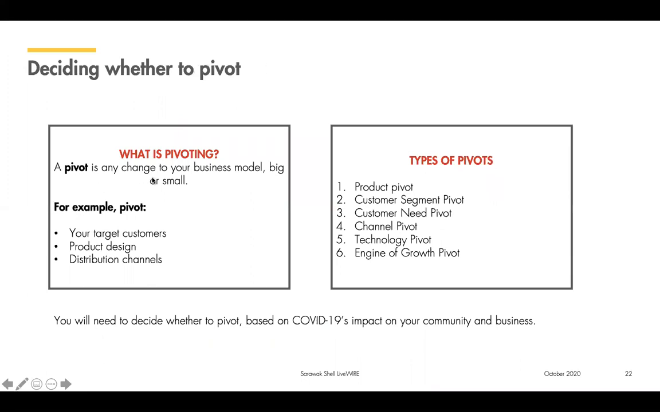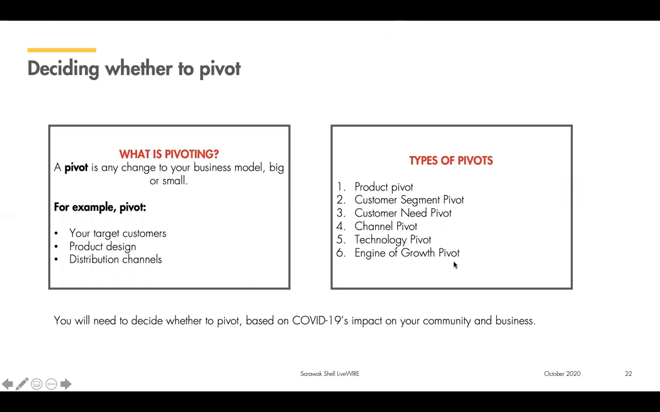So pivot is any change to your business model, big or small. Example of pivot is changing your target customer, changing your product, and changing your distribution channel, right? So there's a product pivot, there's a customer segment pivot. In this case, we'll show that Ikan is actually changing the customer segment. Customer need pivot, because they change the customer segment, the need may be different as well. Channel, technology, and engine of growth pivot, right?